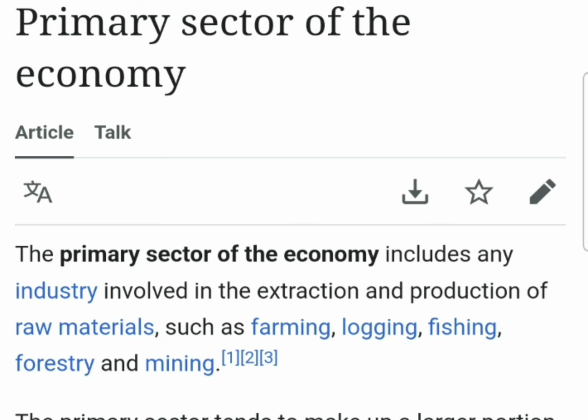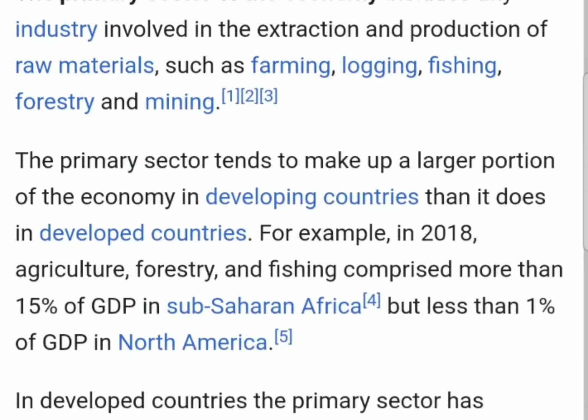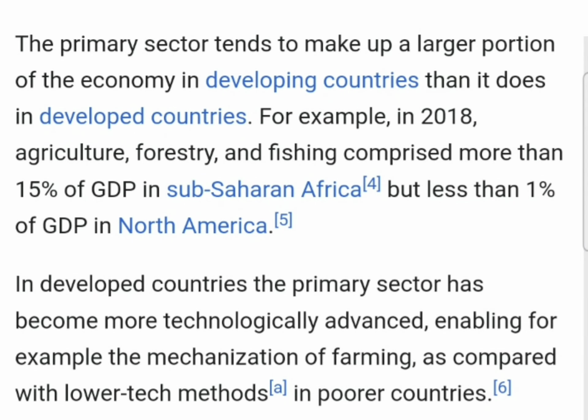The agriculture sector is also called the primary sector of the economy, and it includes industry involved in the extraction and production of raw materials such as farming, logging, fishing, forestry, and mining. In developing countries, the primary sector has a large portion of the economy, while in developed countries, it has a smaller portion. In the USA, for example, agriculture has only a 1% share in total GDP.